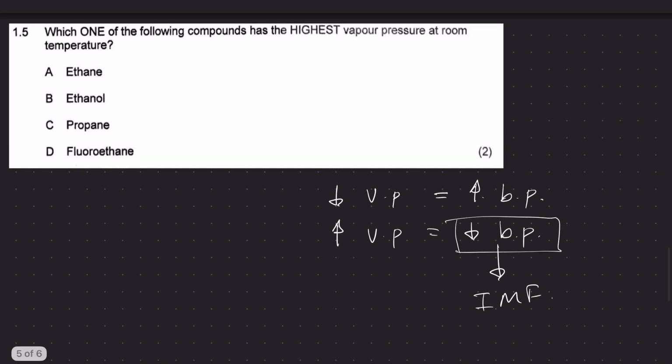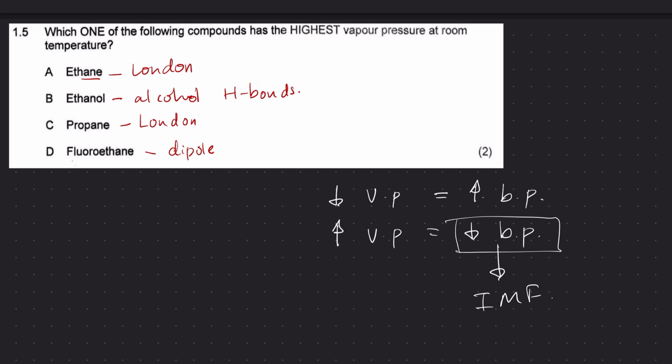Okay? So ethane, that's an alkane, and alkanes have London forces, which are quite weak. We have ethanol. Ethanol is an alcohol. Alcohols have hydrogen bonds, which are quite strong. We have propane, which is also going to be London forces because it's an alkane. And then we have fluoroethane. Fluoroethane is a haloalkane. Haloalkanes have a dipole-dipole intermolecular force.